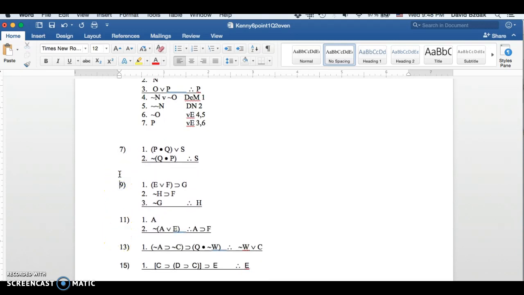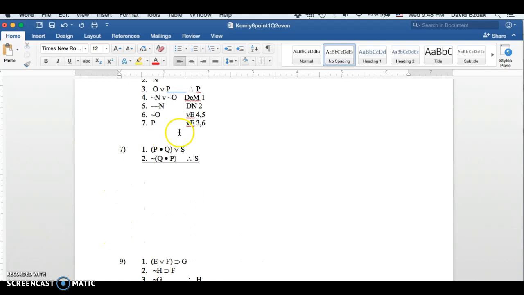Okay, number 7. So what can we do given our premises? It looks like the only thing we really can do is a De Morgan's. If we do that, we get not Q or not P. Right, again, distribute the negation across both sentences and change the conjunction to a disjunction.